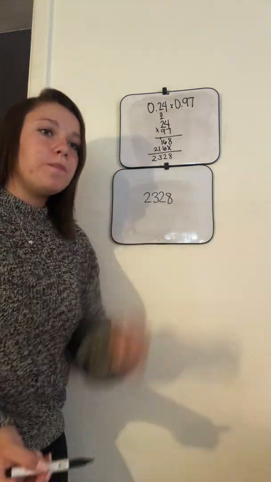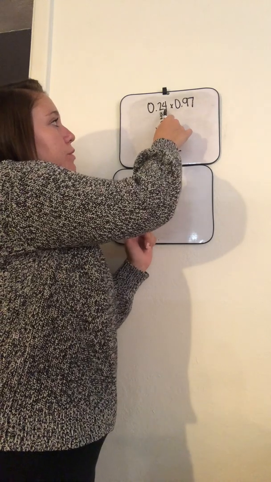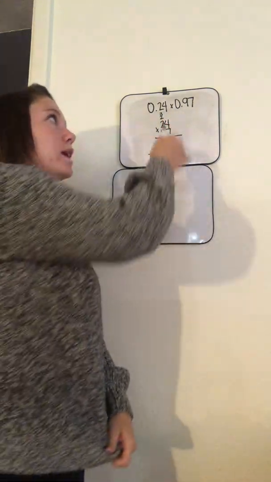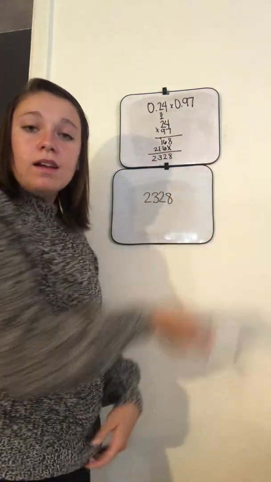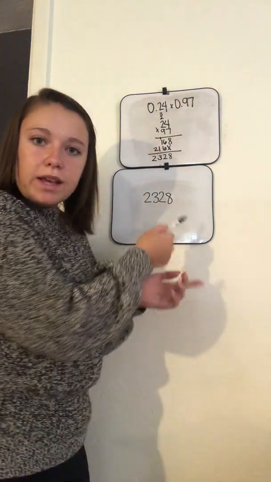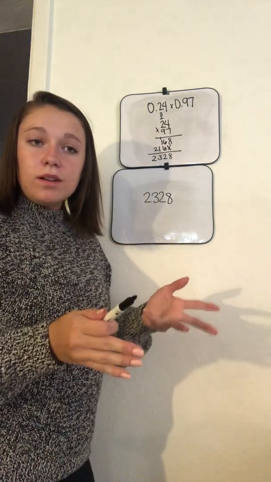2,328. So since 0.24 and 0.97 are both factors less than 1, what is 1 times 1? It is 1. So is 2,328 a logical answer? No.